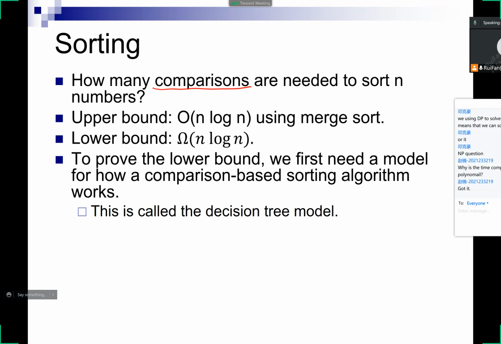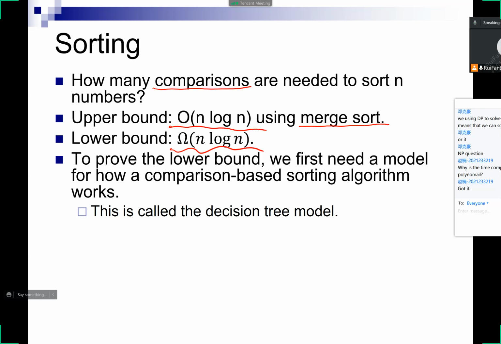Then how many steps does it need to sort n numbers? Well, we have an upper bound of n log n if you use something like merge sort. Merge sort only needs to compare numbers. It doesn't care what the actual value is. It just needs to take two values and see which one is smaller. That's basically the comparison model. Merge sort only needs that operation, and it can sort in n log n time. We're going to prove that you need at least n log n time in the comparison model to sort n numbers, and so this means that merge sort is actually optimal in this comparison model.